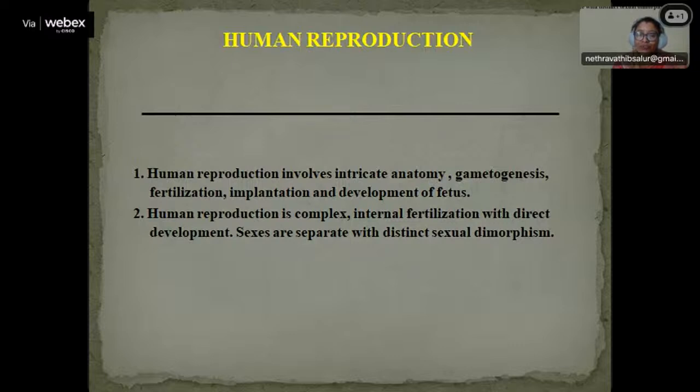Now, in brief, human reproduction is a very complex process showing internal fertilization with direct development. That means there is no larva between the zygote and the adult. It is direct. The zygote directly develops into an adult. Now, when you talk about humans, the males and females are separate. We can differentiate between a male and a female by the sexual morphological characters.